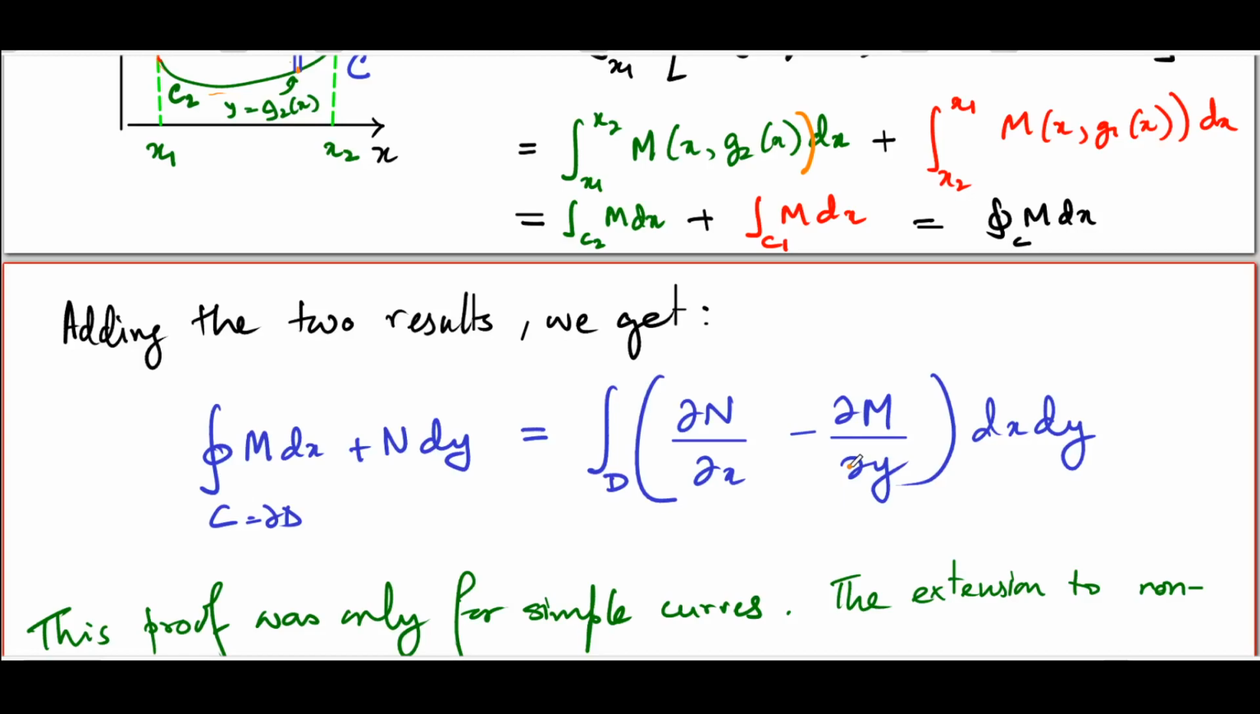Now, of course, this proof was only for simple curves where lines parallel to the axis cut the curve at most at 2 points, which is why for both parts of the proof, we could divide the curve into 2 pieces and just use 2 functions.